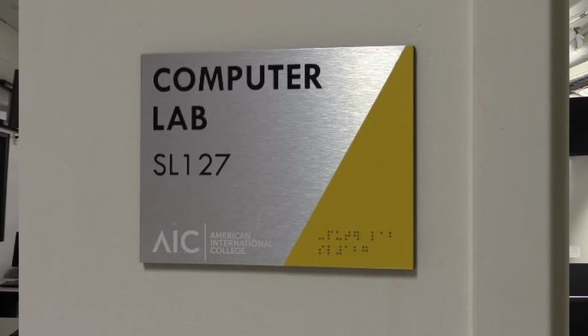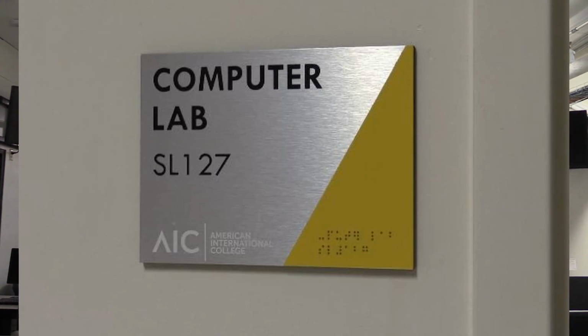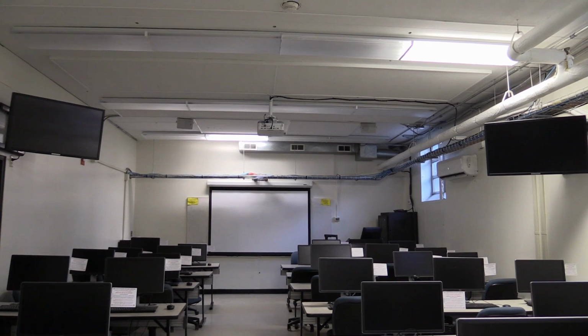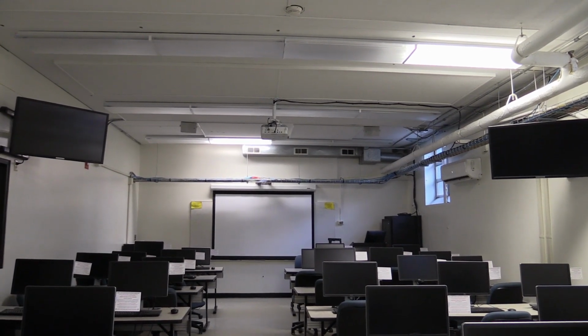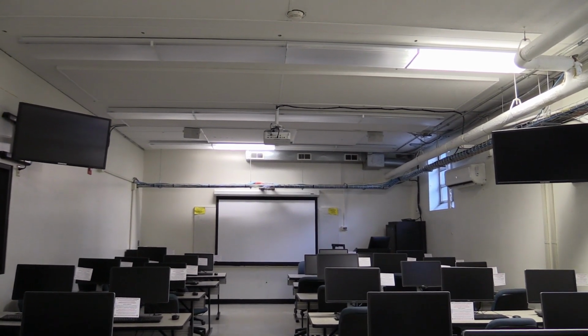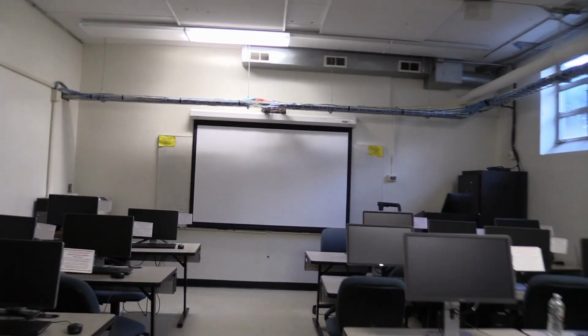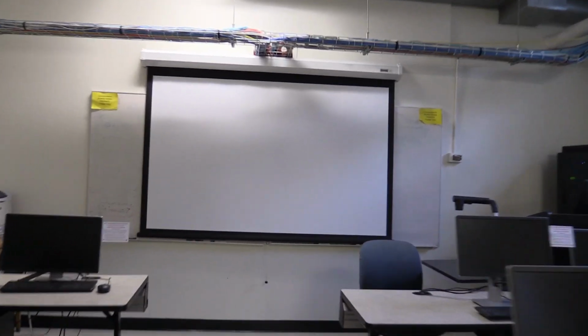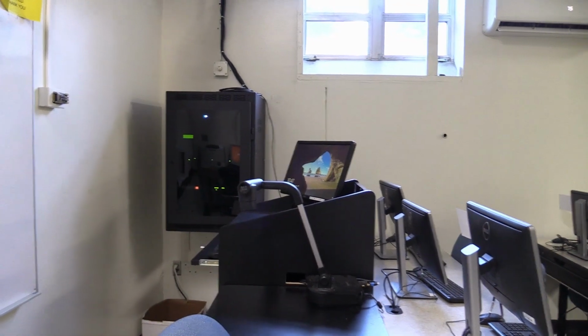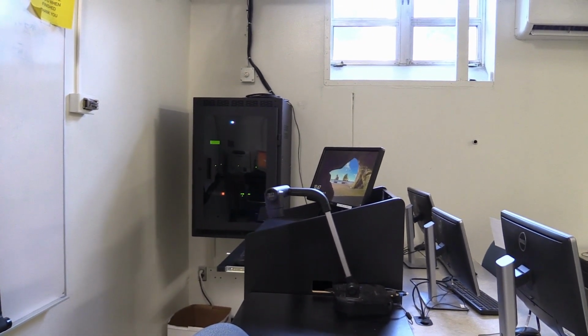Welcome to Shea 127. In this room you have two TVs on the wall and a projector screen for the classroom viewing. The screen is a manual pull down screen, just like a window shade, and as you can see it is already pulled down. Here is the lectern location.